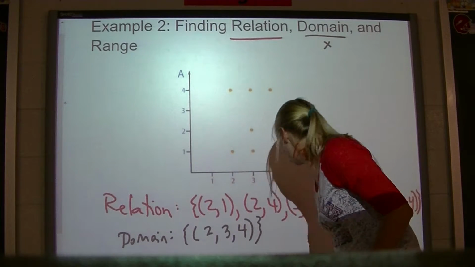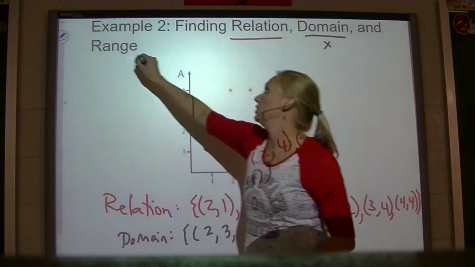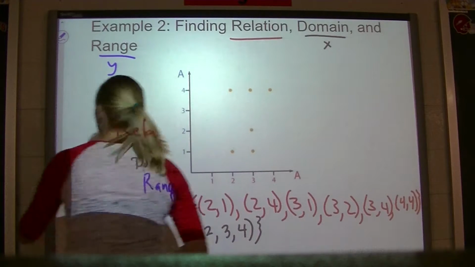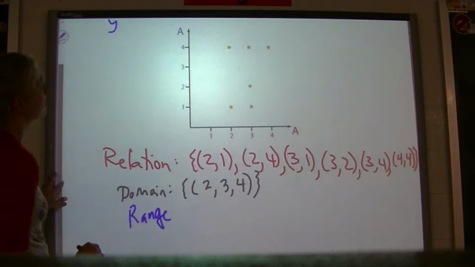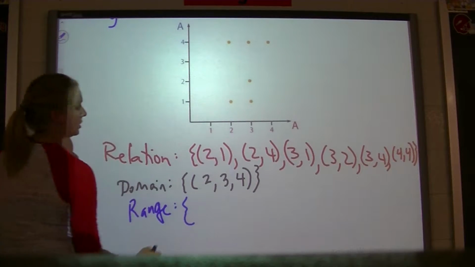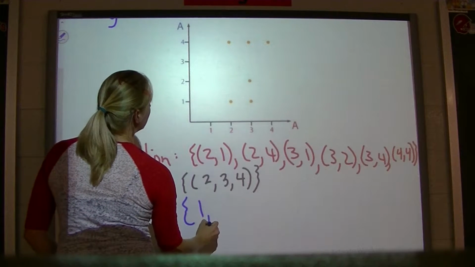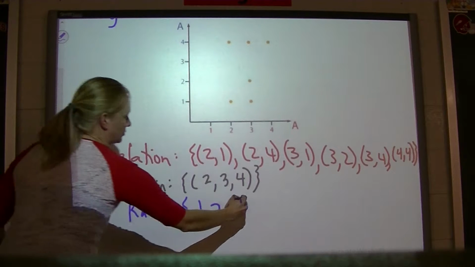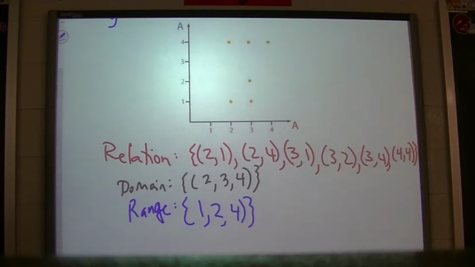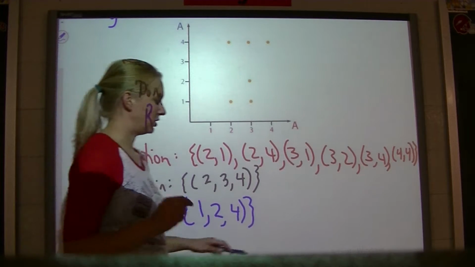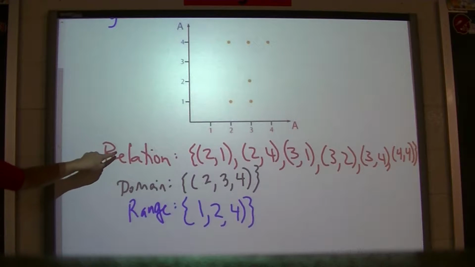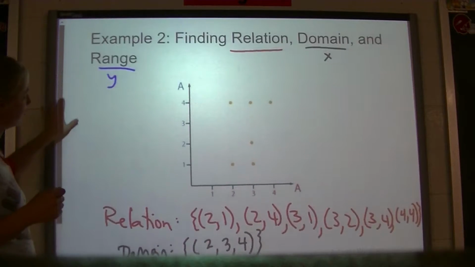And then our range would be your output or your y values. So in this, my range is going to be 1, 2, and 4. Again, multiple, you don't have to repeat, just write it once. Okay, so that's how you identify the relation, the domain, and the range.